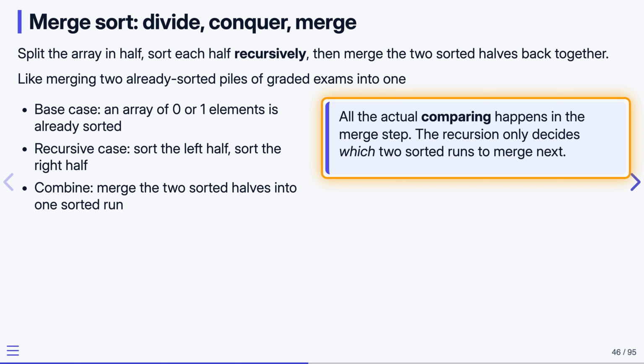The key idea is simple. All the real comparing happens in the merge step. The recursion only decides which two sorted runs to merge next.